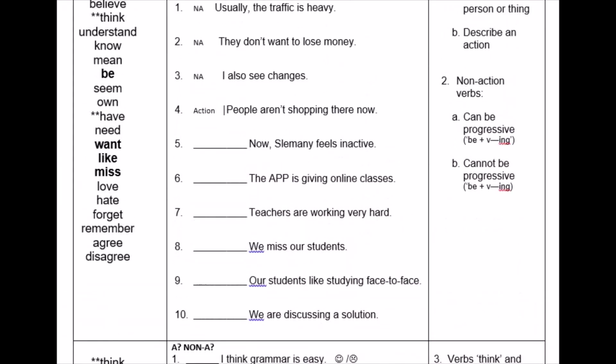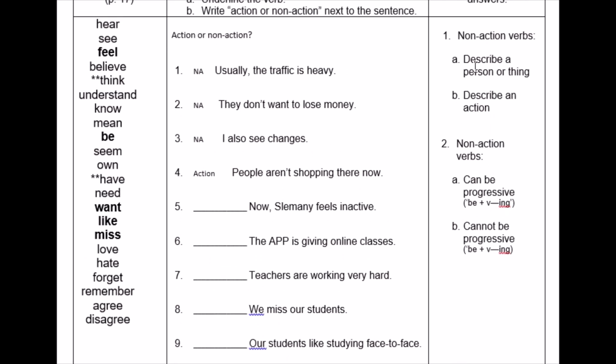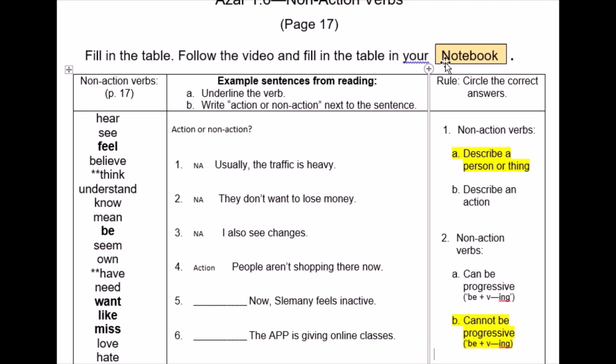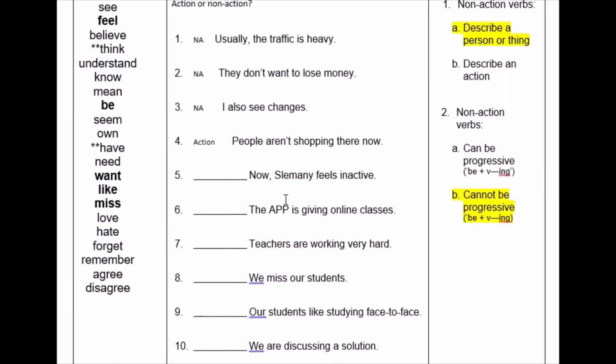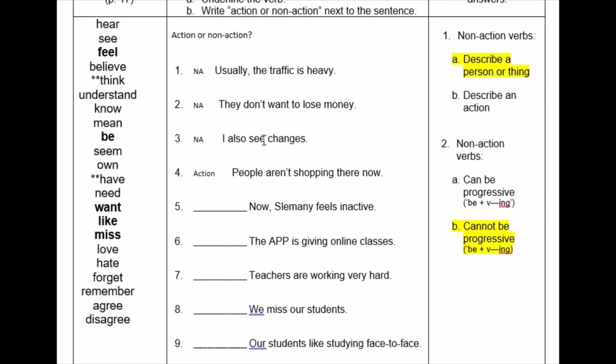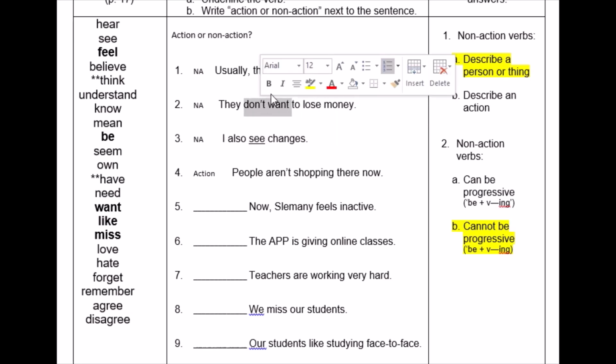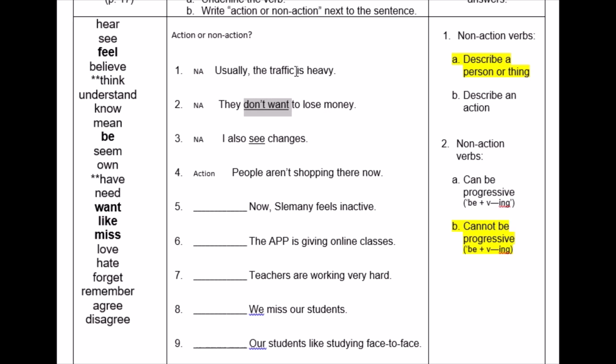Okay. So we also found rules, and we know that non-action verbs describe a person or thing, and they cannot be progressive. Okay. So we can continue. We can do more practice. I want you to do this in your practice notebook. So copy these sentences and do the same, right? Action or non-action, and underline the verb in each sentence, okay? So you can pause the video, and then I'm gonna share the answers, all right?